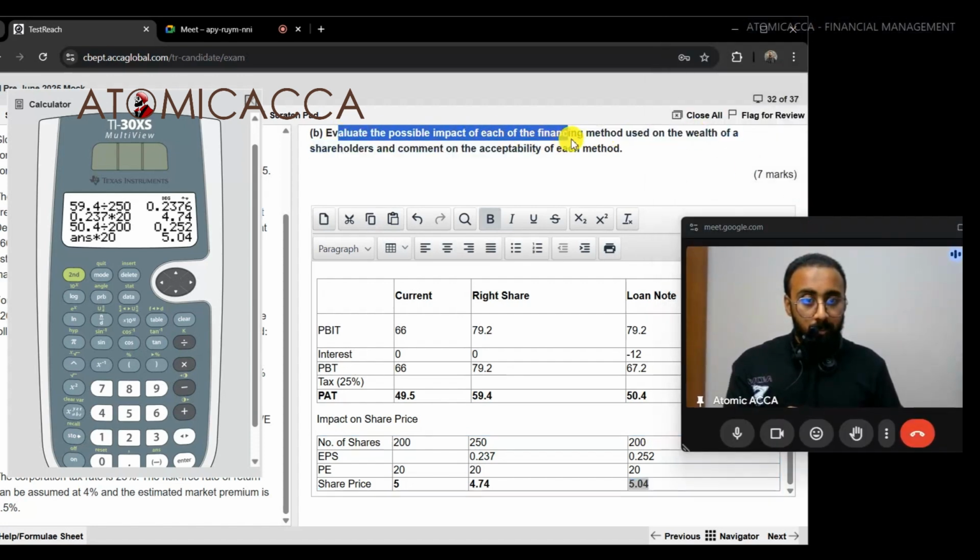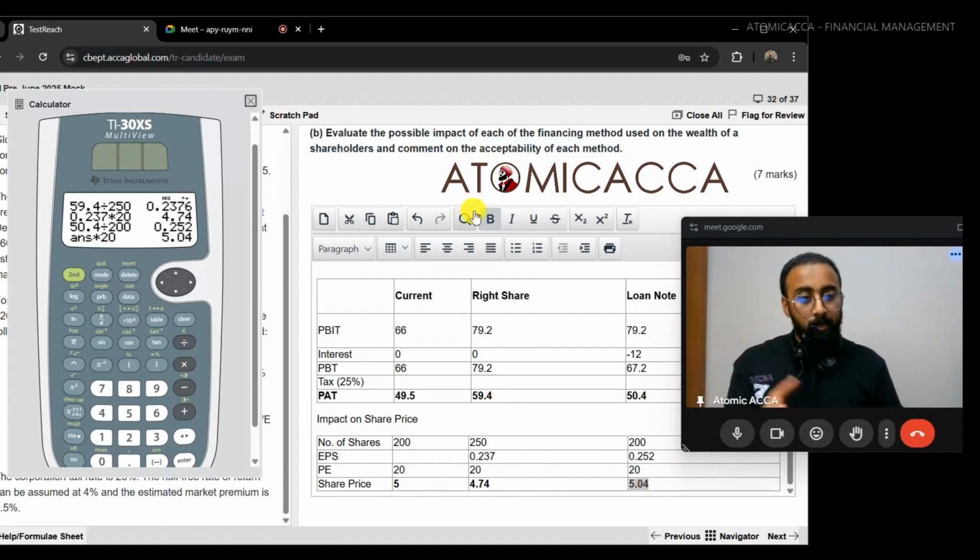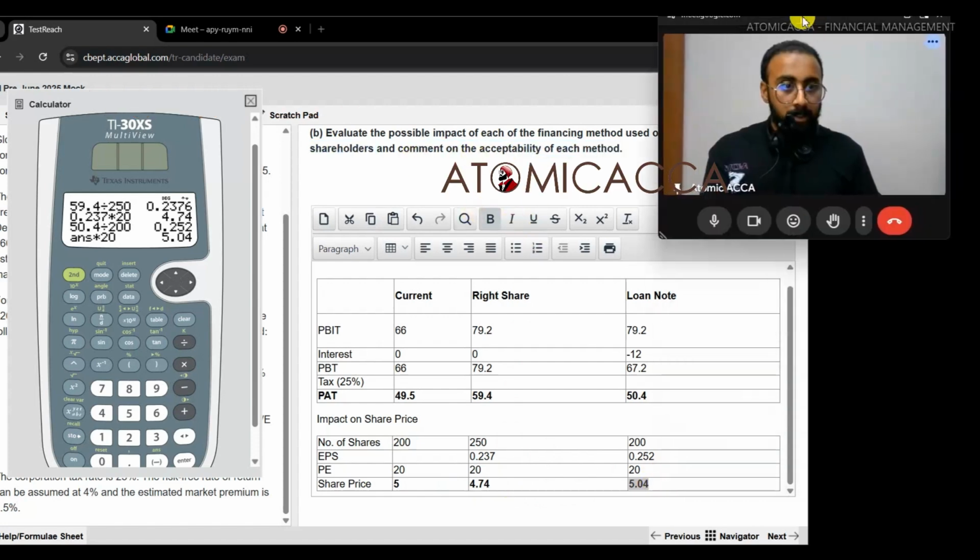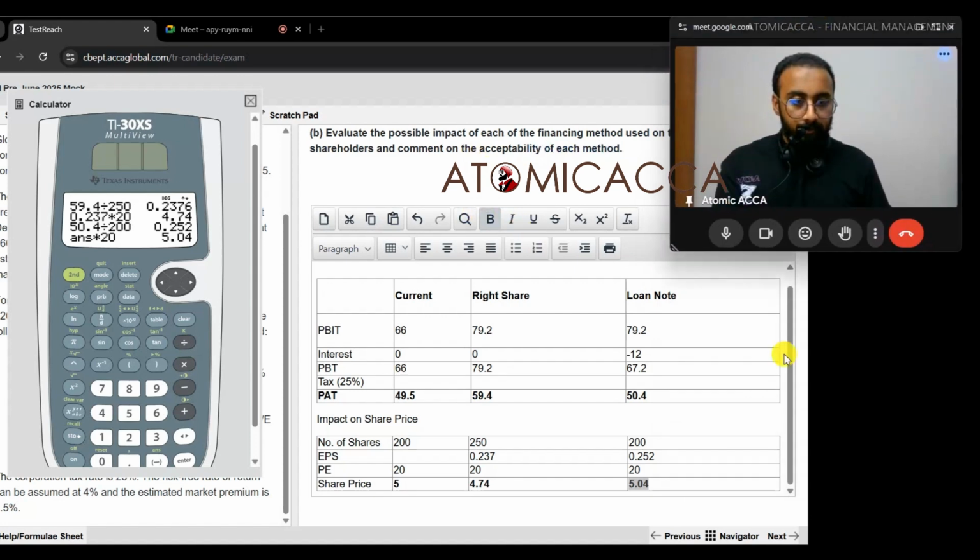Evaluate the possible impact of the financing method used on the wealth of shareholders. So we can find the wealth based on the share price. Then comment on the acceptability, which one is good or bad. Okay, so now let's write the stories for this.